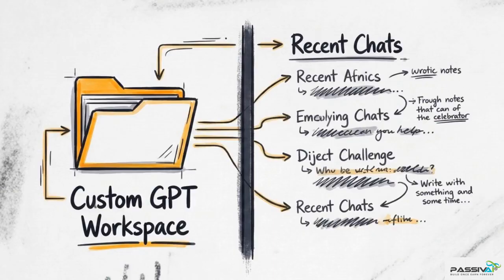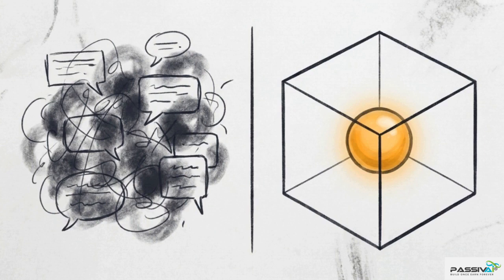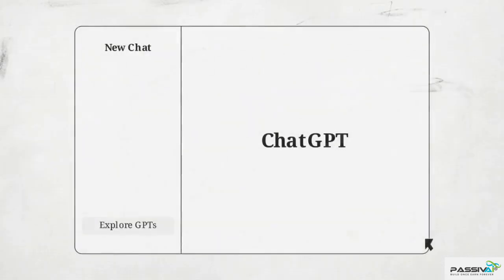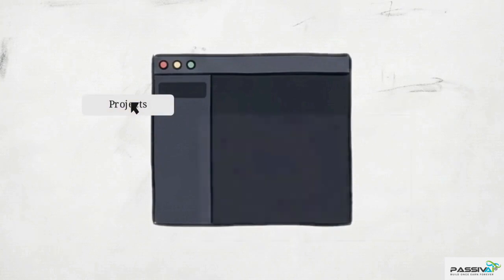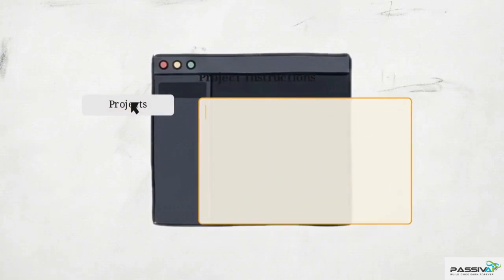Now we need an isolated environment where these rules live permanently, so they don't interfere with your casual everyday chats. In ChatGPT, you'll create a custom GPT to access the configuration tab. In Claude, you'll start a new project to open the custom instructions window.